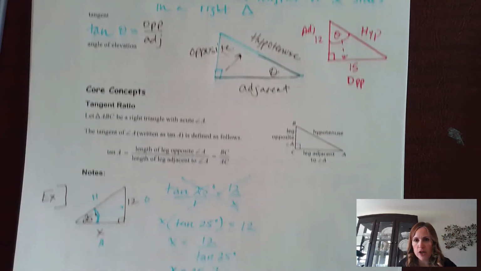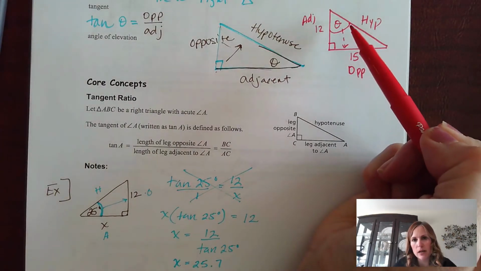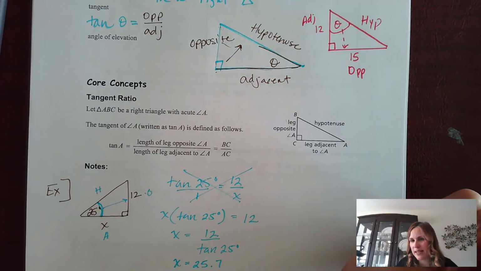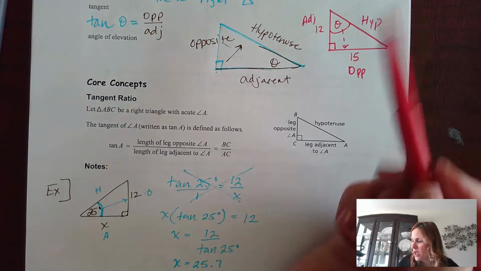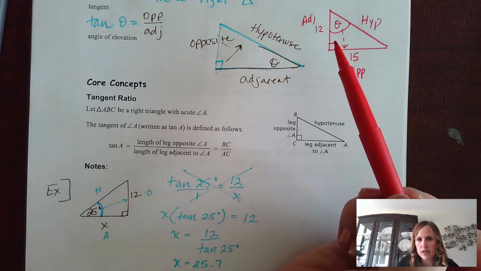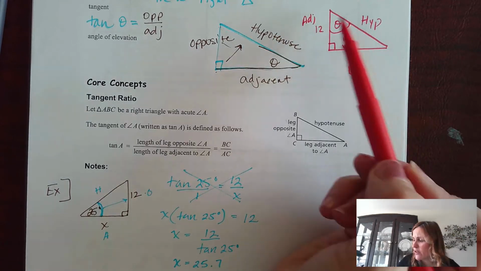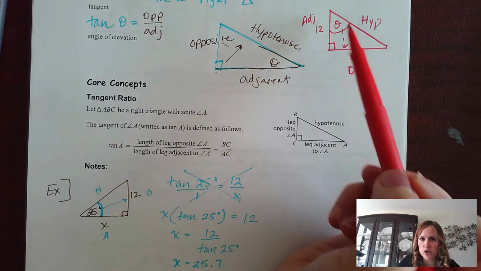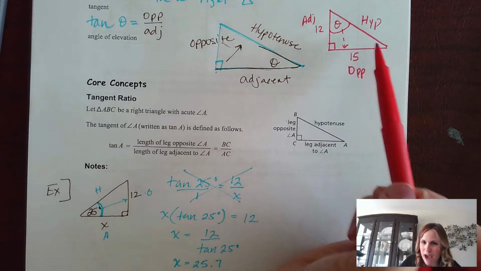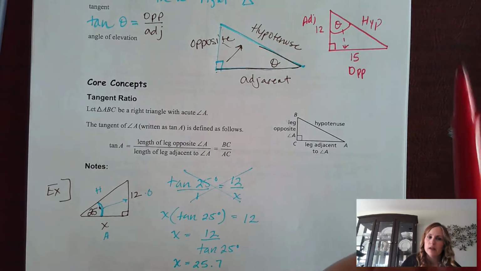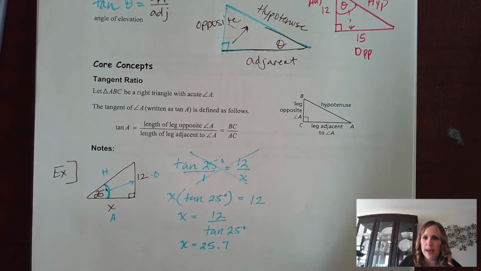The other thing I want to mention is that theta has to be acute. That should make sense. Remember the triangle sum formula, which says that all three angles of a triangle add up to 180 degrees. So if this is 90, then there's only 90 degrees left for the other two angles, which means these have to be acute. So that's another thing to keep in the back of your head.